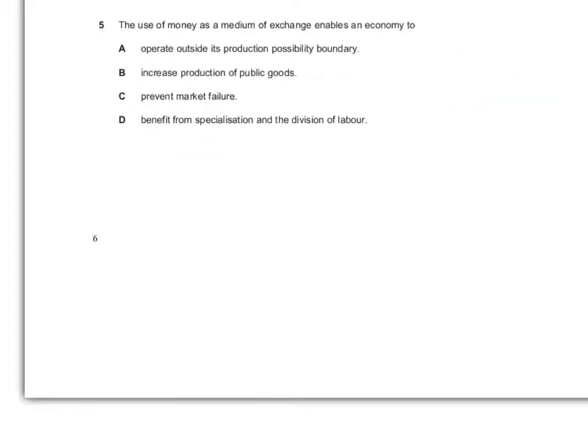Question 5 comes up a lot. It's about the role of money. The only reason we use money is because it allows us to specialise and exchange, and we specialise using division of labour to create a surplus that we can then exchange. So the answer is D. The other three options don't make any sense in terms of the question.